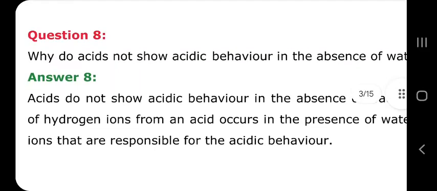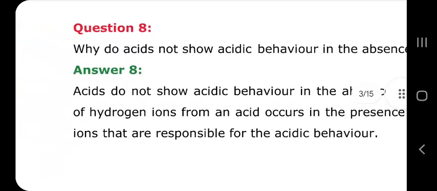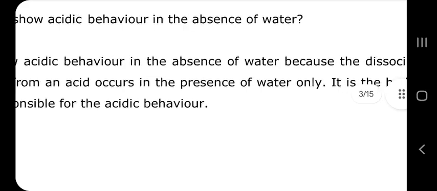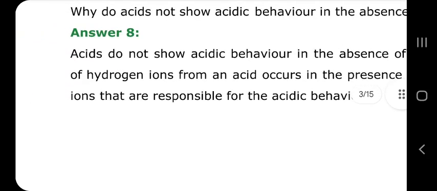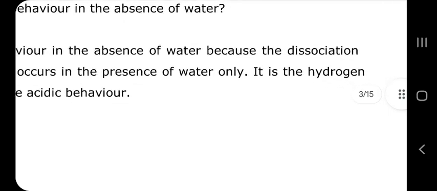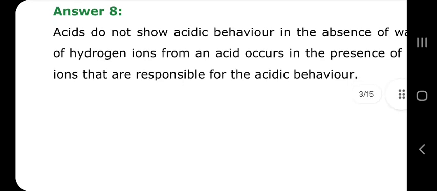Let's see question number 8. Why do acids not show acidic behavior in the absence of water? The answer of question number 8 is: acids do not show acidic behavior in the absence of water because the dissociation of hydrogen ions from an acid occurs in the presence of water only. It is the hydrogen ions that are responsible for the acidic behavior.